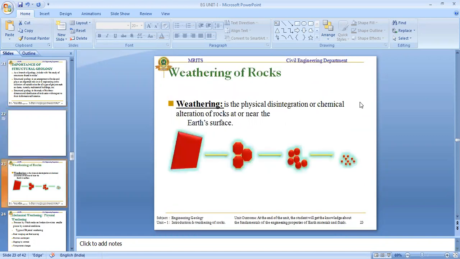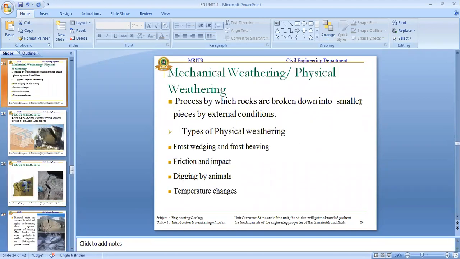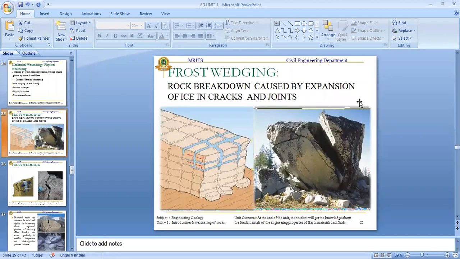Now we'll see the weathering of rocks. It is the process of disintegration, physical, chemical or biological deterioration of the rocks. In physical weathering we have four types: frost wedging and frost heaving, friction and impact, burrowing by animals, and temperature changes. In frost wedging, different cracks arise in the rocks, and water accumulates in them, and due to temperature changes the accumulated water is converted into ice. So the changes from liquid state to solid state are caused in the particular rocks.